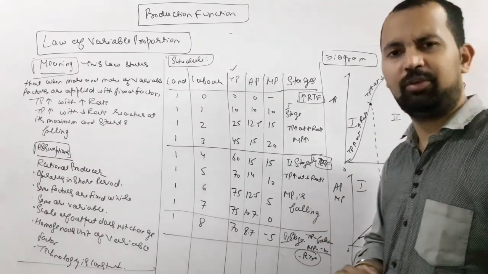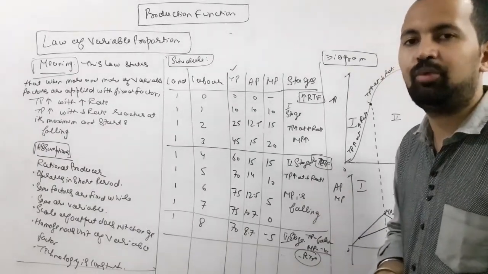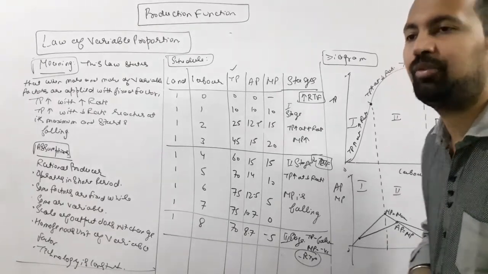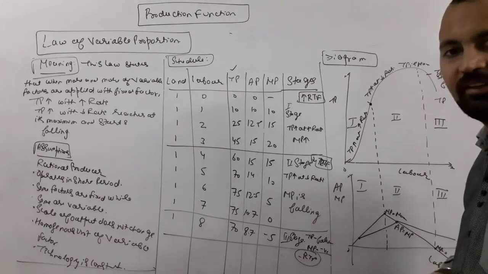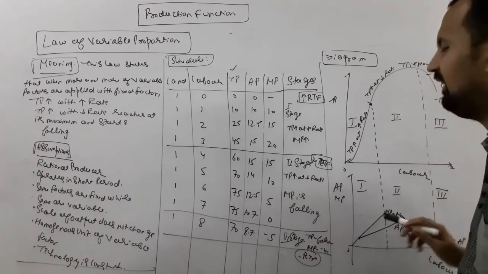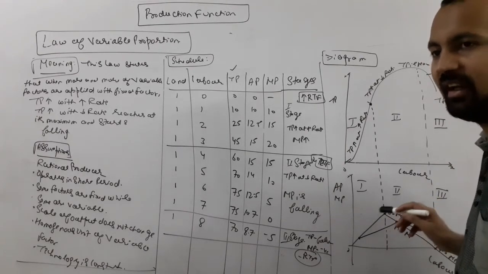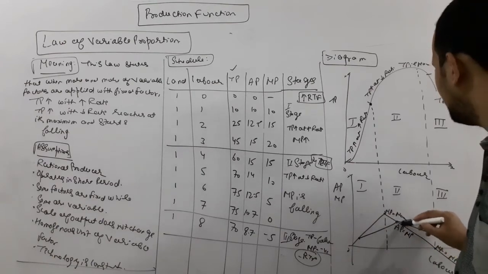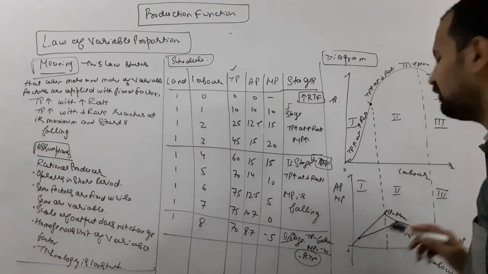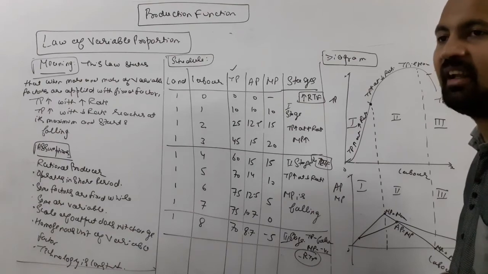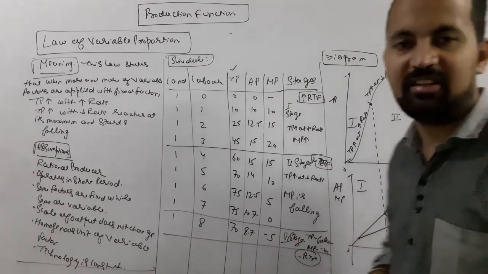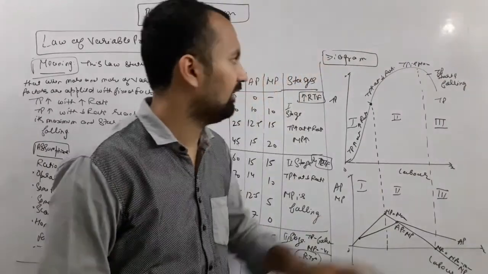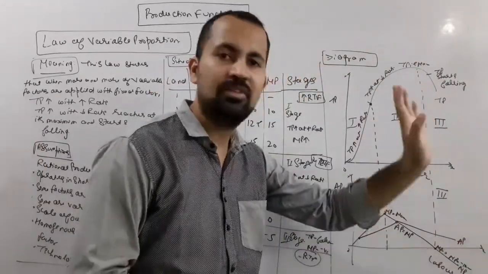Now stage 2. What was it? Diminishing return to factor. In this, the first bullet point is TP is increasing at diminishing rate. MP starts falling and reaches 0. AP is rising, touches MP when AP equals MP and then starts falling. Stage second ends where TP is maximum and MP is 0. Stage third is negative return to factor, that is TP is falling and MP becomes negative.